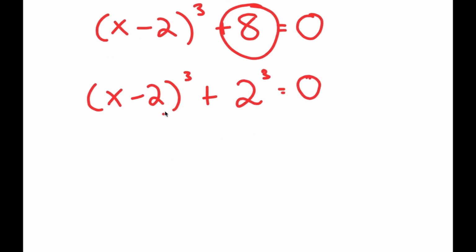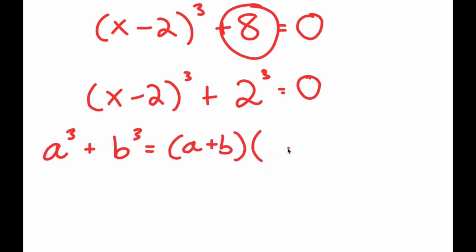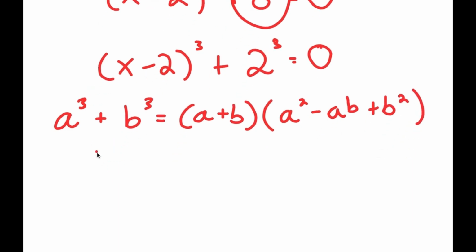So I have (x - 2)^3 + 2^3 = 0. The reason I did that is because if I have something in the form a^3 + b^3, this is equal to (a + b) times (a^2 - ab + b^2). So in this case, a is equal to x - 2 and b is equal to 2.